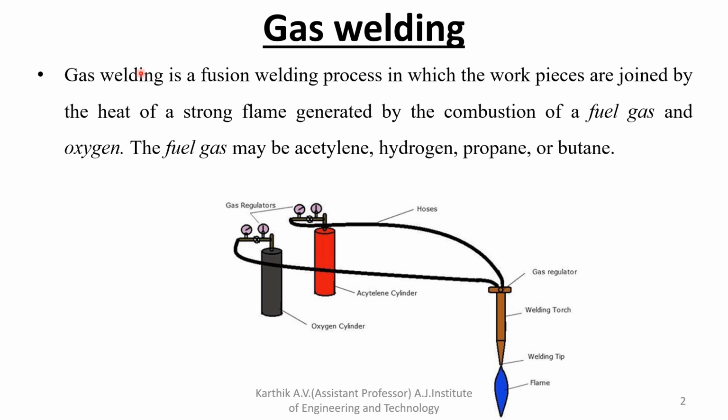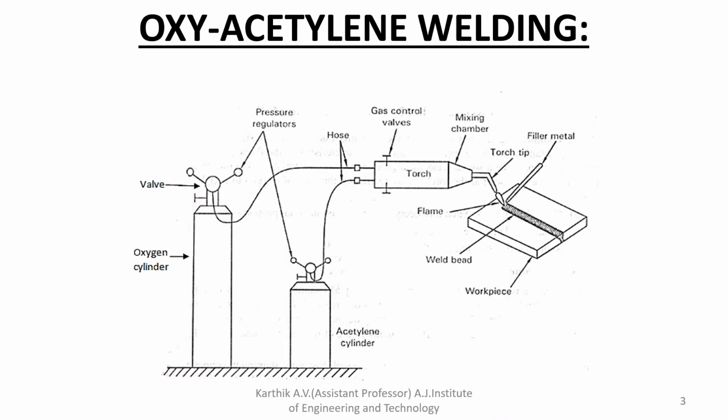Gas welding is a fusion welding process in which the workpieces are joined by the heat of a strong flame generated by the combustion of a fuel gas and oxygen. The fuel gas is acetylene, and oxygen is used as a burning agent. The fuel gas may be acetylene, hydrogen, propane or butane. Here, I already briefly explained what oxyacetylene gas welding is.